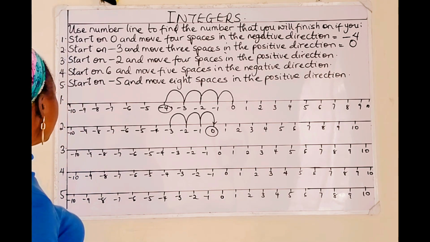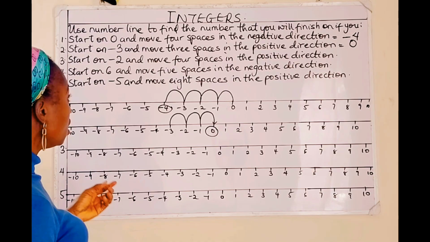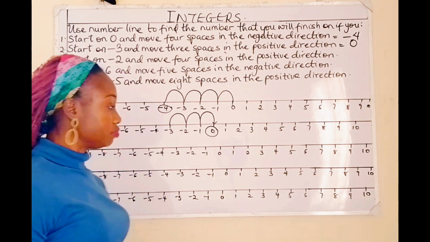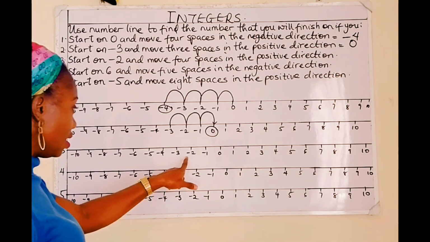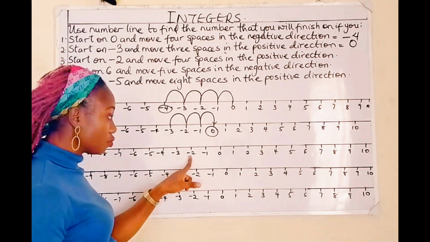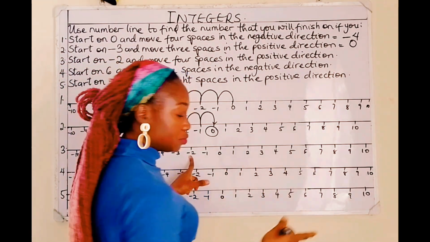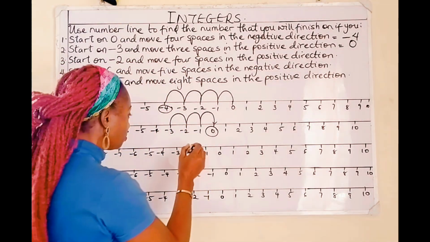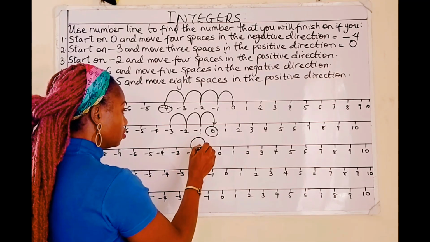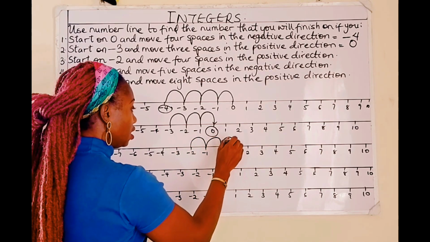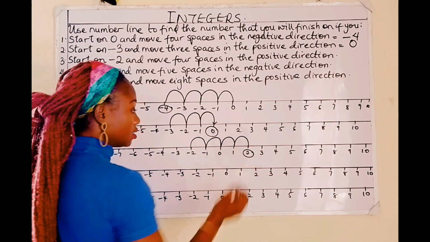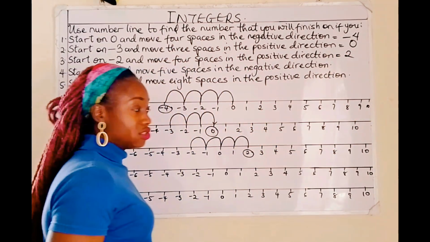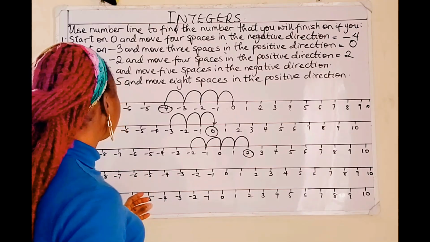Question 3 says start on -2 and move 4 spaces in the positive direction. Where is -2? Okay, here it is. We'll start from -2 and then move 4 spaces in the positive direction. Now let's count together. From -2 we have 1, 2, 3, 4, and then we stopped at 2, which is the final answer for that question.